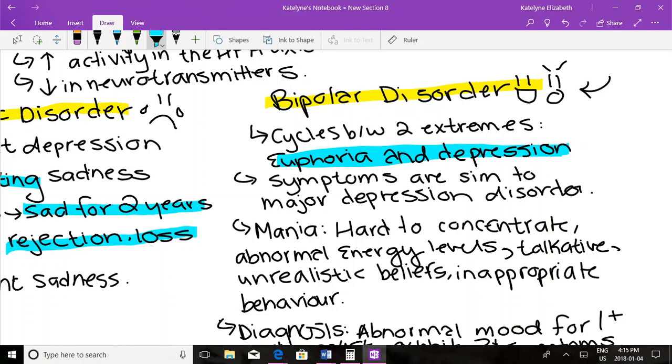So maybe there's a loss of sleep, maybe high agitation, maybe difficulty concentrating, maybe intense sadness when it comes to the depressive part. So their symptoms are fairly similar. So let's talk about the first extreme, which would be the mania part or the euphoria.